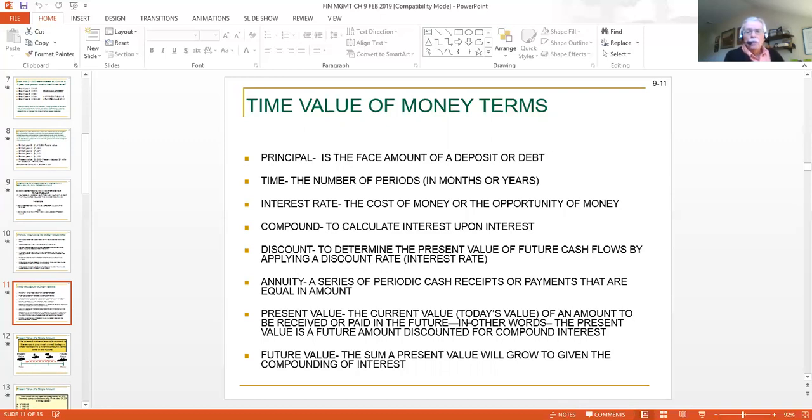Discounting is taking a future value amount, bringing it back to the present day by tearing it down or removing all the compounding to bring that back to a present day amount. An annuity, something you need to be familiar with, is a series of periodic cash payments in equal amounts that occur a set number of periods.